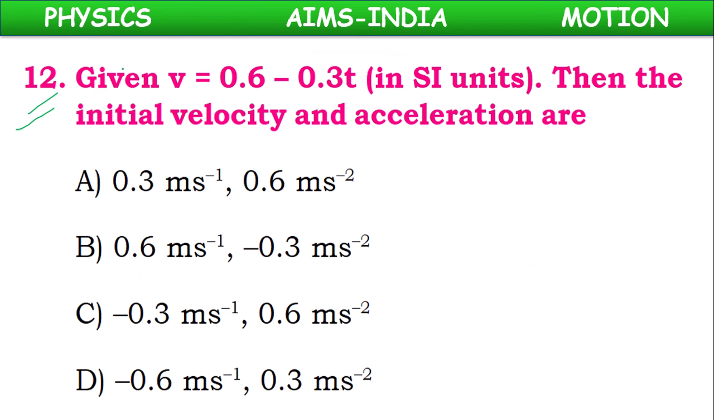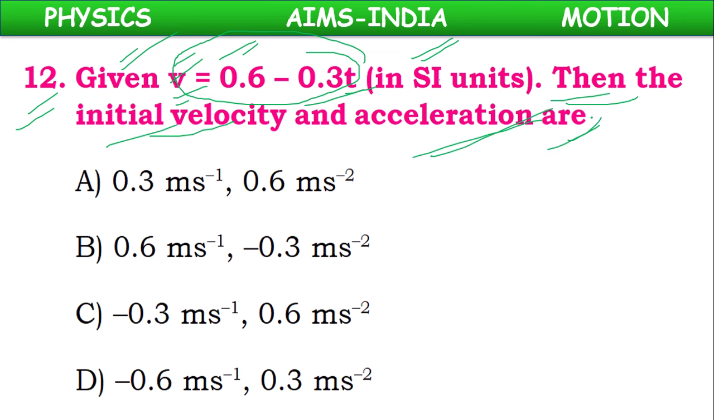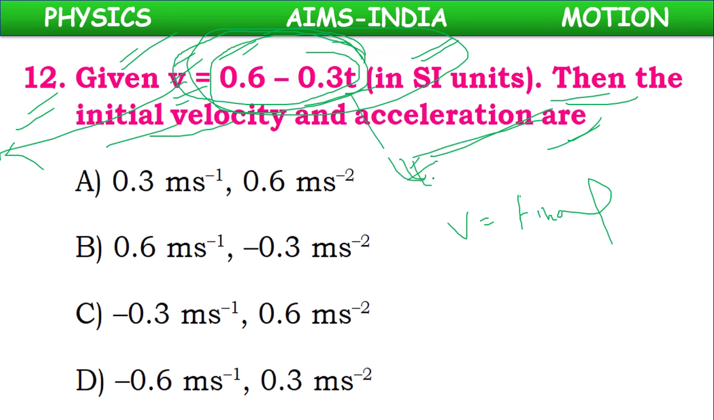Next, 12th. Given v equal to 0.6 minus 0.3t in SI units. So all quantities are in SI units. Then the initial velocity and acceleration of the body are. They have given one expression representing v, which is the final velocity. On the right hand side, we have an expression having time, but u, initial velocity, and acceleration are missing. But from this equation, we have to find u and a.